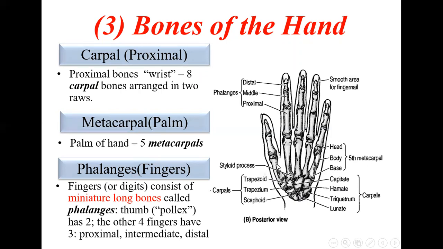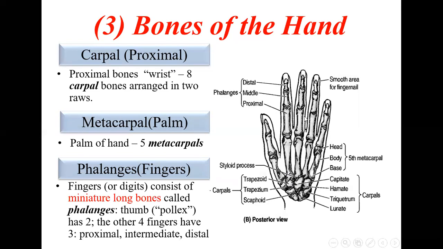Then we have 5 long bones. These are called the metacarpal bones. These are the short bones, but these are the long bones. So these are the metacarpal bones. The palm of the hand will have 5 metacarpals numbered from the lateral to medial side, starting from the thumb: first, second, third, fourth, and fifth. So these are the 5 metacarpal bones.